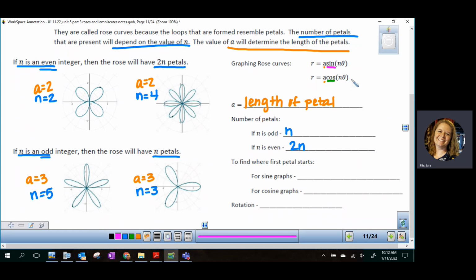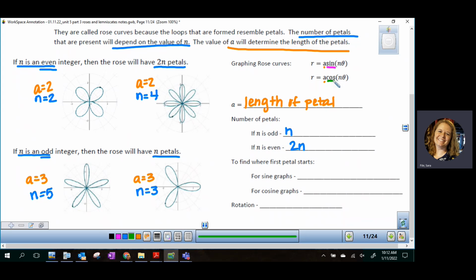Yeah, it told us it was drawn horizontally or vertically from the pole. Okay, so we know that the x corresponds to cosine and the y corresponds to sine, right? Like when we did the unit circle and everything, and when we're drawing circles and lemniscates, if it was a sine function, it was drawn vertically. If it was cosine, it was drawn horizontally. Okay, so same idea here.